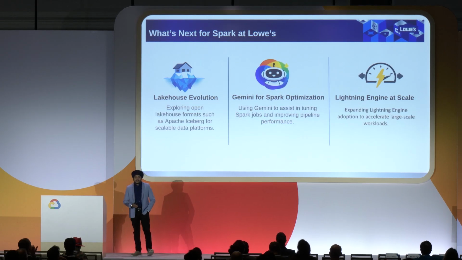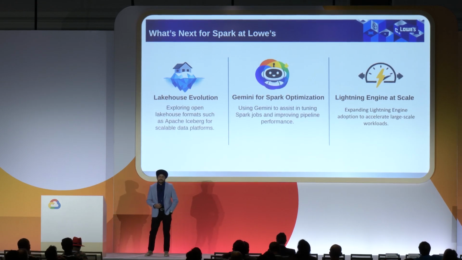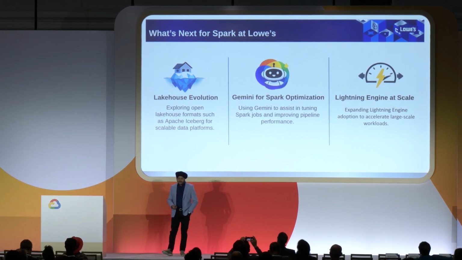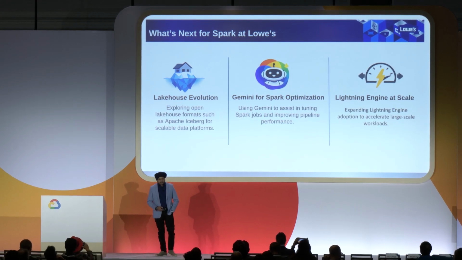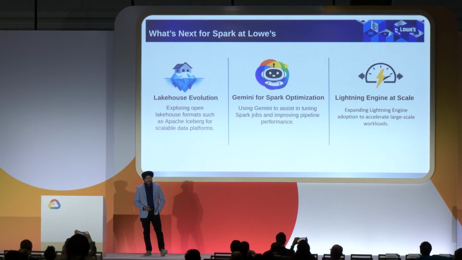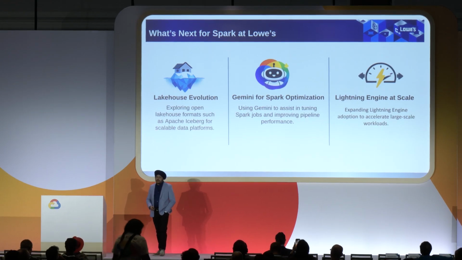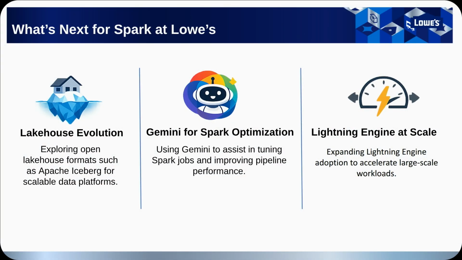So far, we have completed half of our journey, and the second phase is going to be soon; we have started working on it. We are exploring open file formats or open lakehouse formats, such as Iceberg. Abhishek has touched on this, and Lightning Engine is helping us with this. We have already started, though not at scale, using Gemini to optimize our workload. And we have done most of the MVPs and POCs with the Lightning Engine. We have seen good performance and improvements. We are planning to expand our Lightning Engine adoption to accelerate our large-scale workloads.